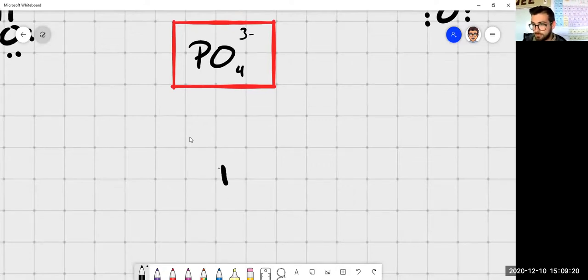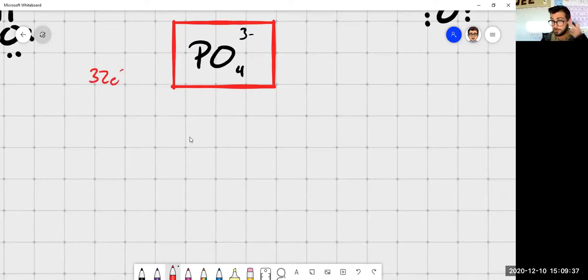Central atom, of course, is phosphorus. Oops, skipped my first step. Let's count our electrons. Phosphorus is in group 5. Oxygen is in group 6. So 6 times 4 is 24, plus 5 is 29, plus 3 extra electrons suggests 32 total electrons.